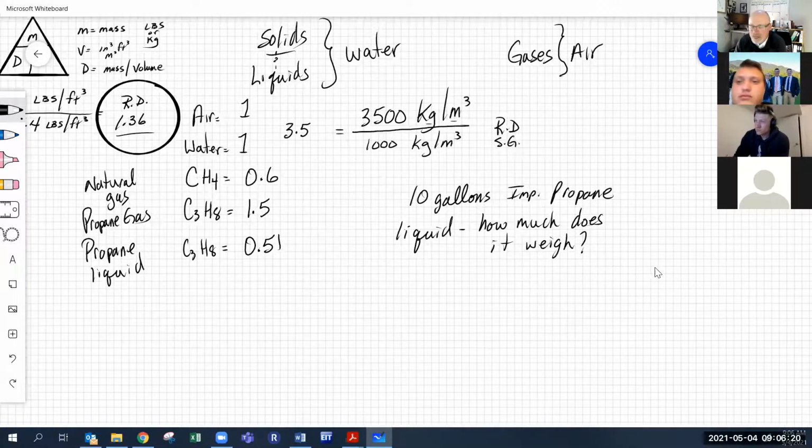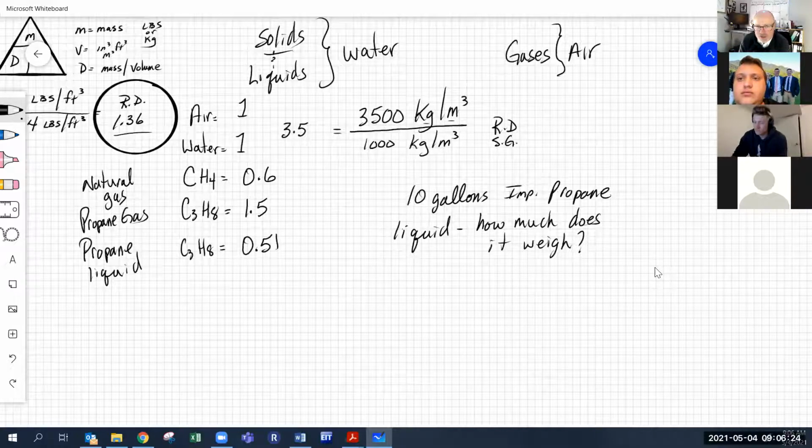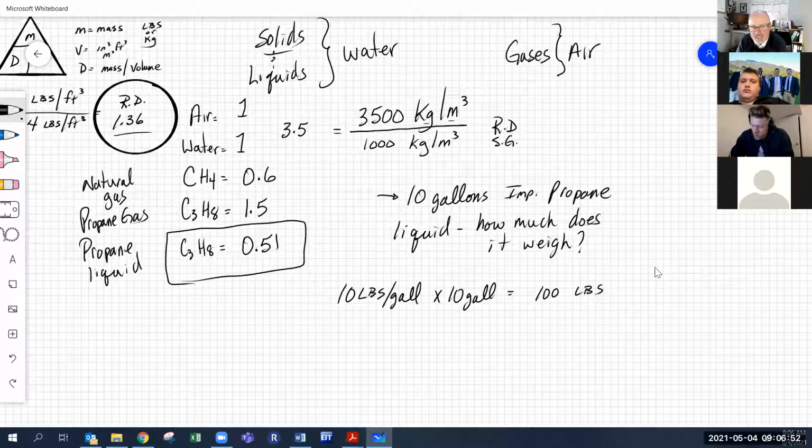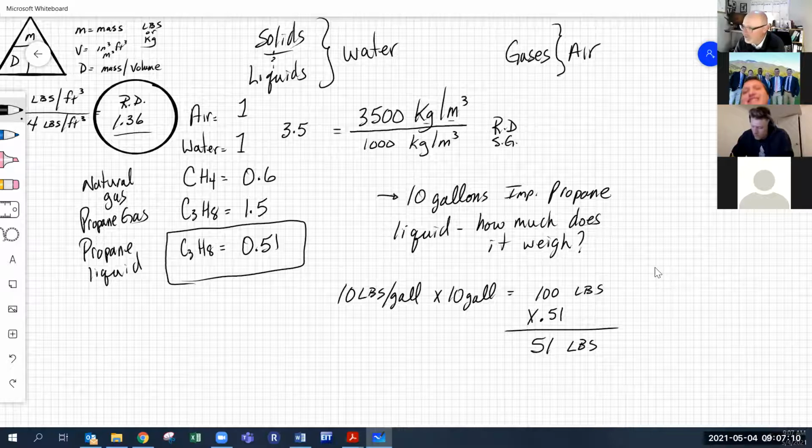Well, first off, we compare everything to water or air. So I have to know how much 10 gallons imperial of water weighs. I know that there are 10 pounds in a gallon of water, and I have 10 gallons of that. So that's going to equal 100 pounds for water. Now, propane liquid has a relative density of 0.51. So that tells me it's 0.51 times heavier than water. So 10 gallons of propane liquid is going to weigh 51 pounds. So that's how we do that, and that is how relative density works. First find the mass of the standard, then multiply it by the relative density.